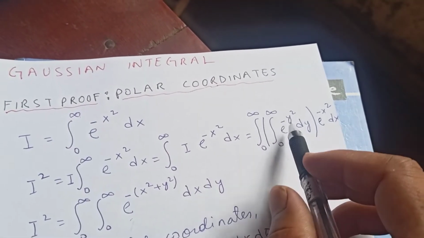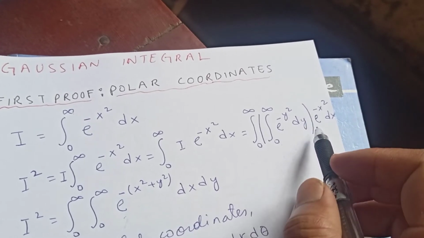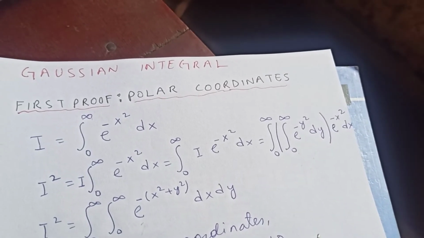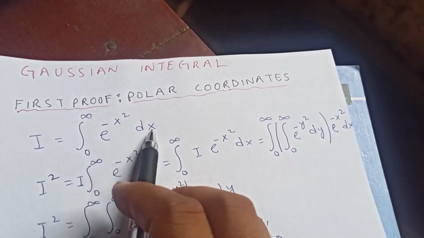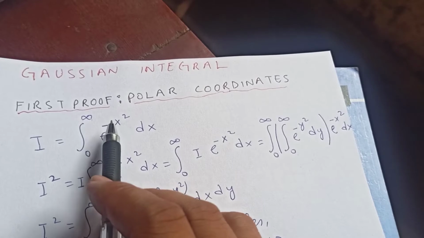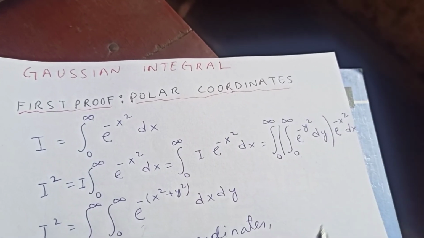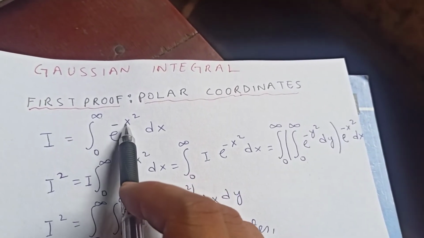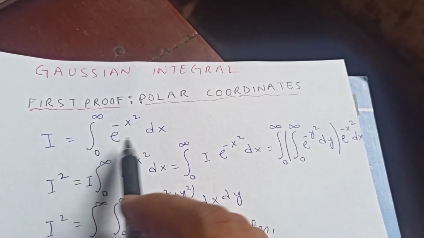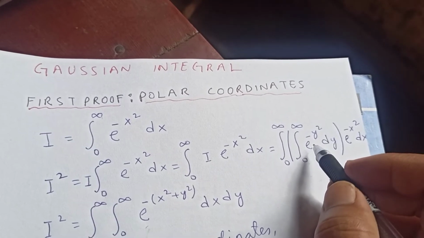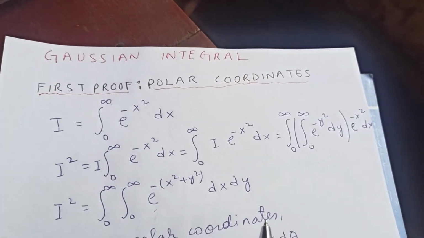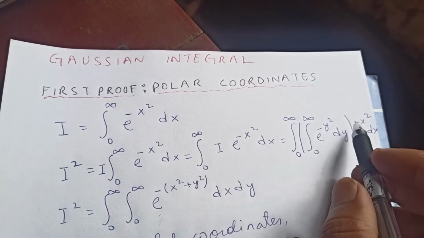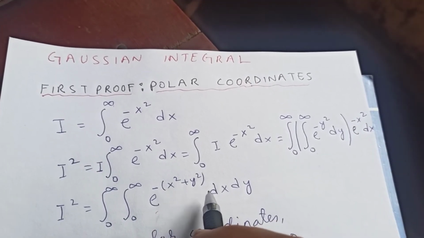So the integral from 0 to infinity of e to the negative y square dy times e to the negative x square dx. Why do we choose this y? Because of the properties of the definite integral: if we change these variables, it will not change the integral. Using property 1 of definite integrals, you can check it out there. Changing this variable into any variable will not affect the integral. That's why we are changing it into y. Now taking these two together, I square is the double integral from 0 to infinity of e to the negative, negative common, x square plus y square dx dy.